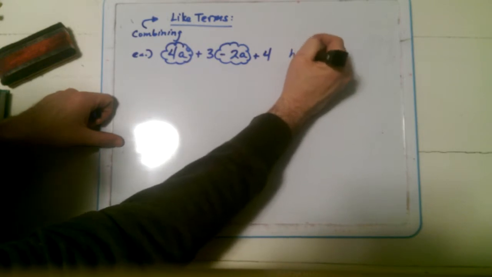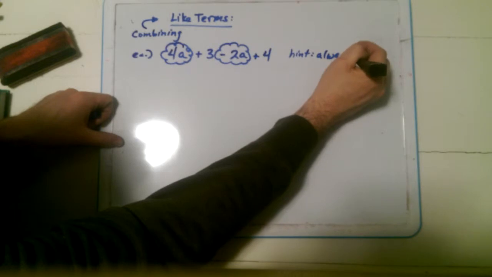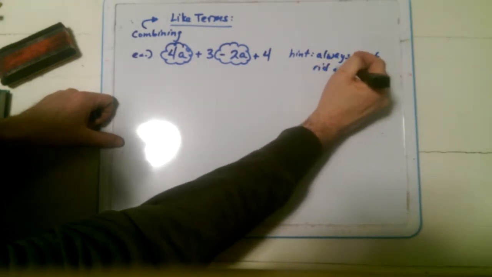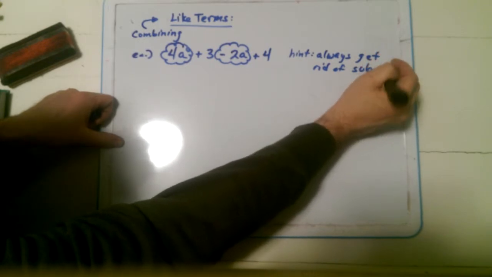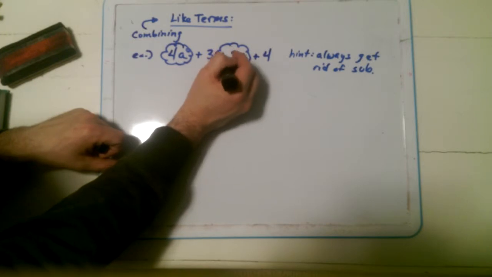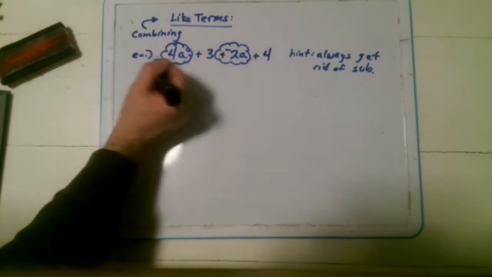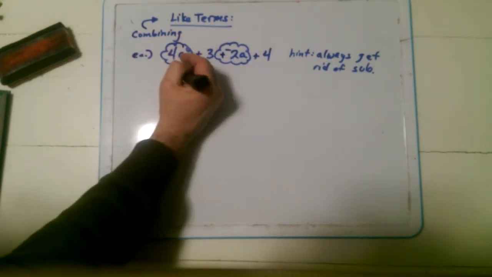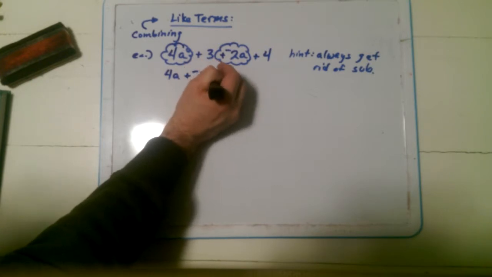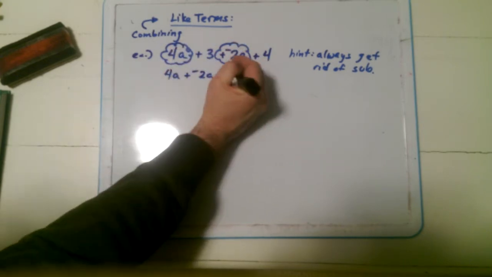Now, one big hint for these is to always get rid of subtraction. We've been doing this from day one: we never work in subtraction. So when this is minus 2a, this is really plus negative 2a. Normally you wouldn't have to write this step, but I'd like you to write it down. So this is 4a plus negative 2a, and I'm going to rewrite this in groups.